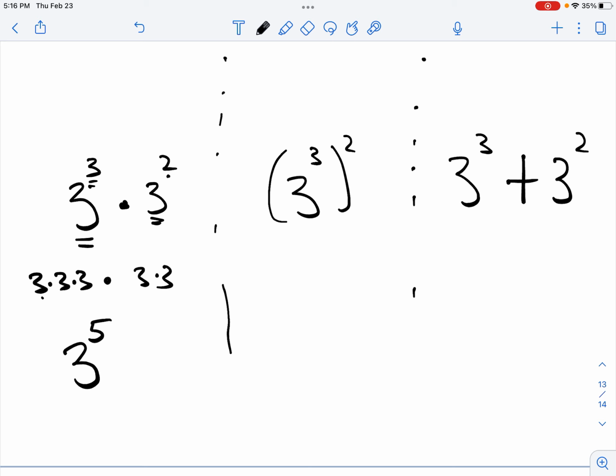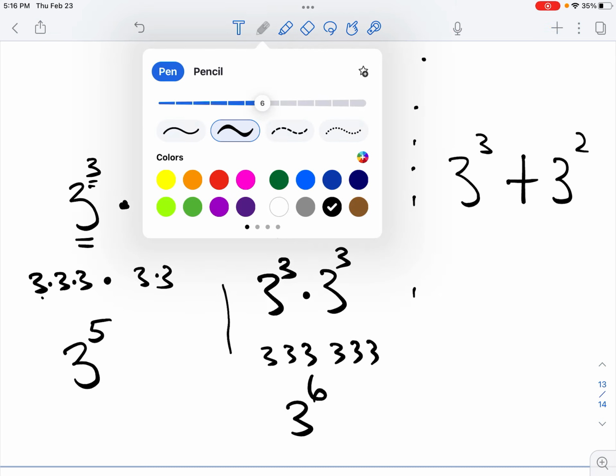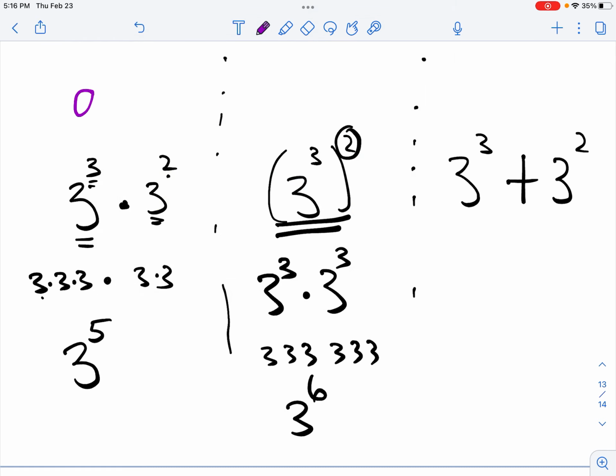Okay, this one, 3 to the 3rd to the 2nd. Is that the same? Is that different? Well, remember the definition. This tells us how many times we write 3 to the 3rd. So we're going to write 3 to the 3rd twice. Well, that's going to be 3 times 3 times 3, 3 times 3 times 3, which is going to be 3 to the 6. So in this case, we are adding. In this case, we are multiplying.